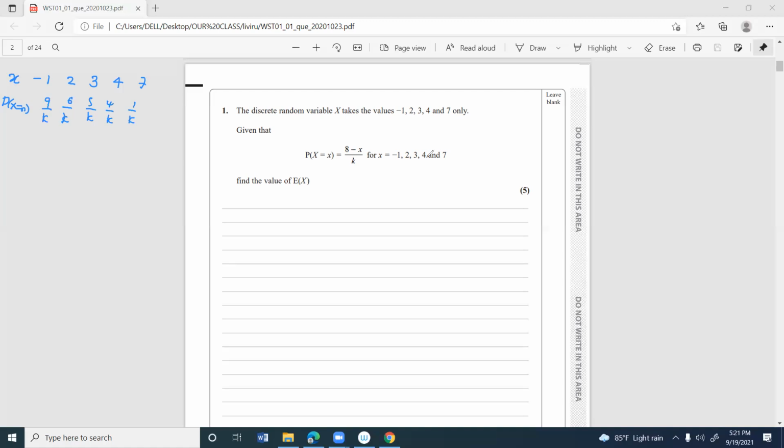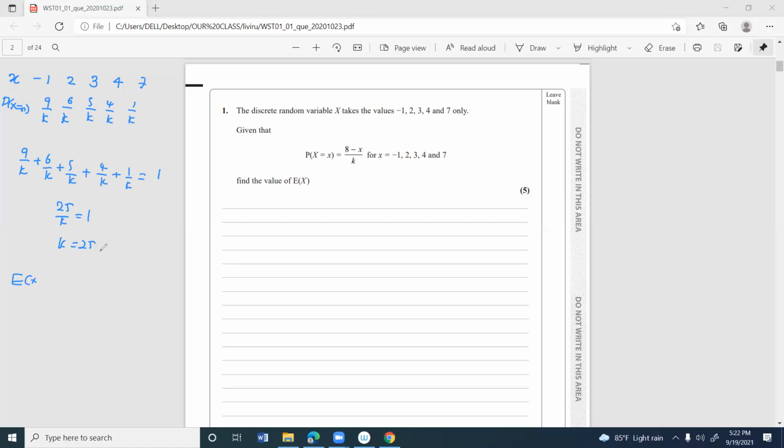To find E(X), we first need to find the value for k. How do you find the value for k? If you add them together, it equals 1, because you know that's a probability distribution function. So 9 plus 6 is 15, 20, 24, 25. 25 over k is 1, therefore k is equal to 25. Now all the figures are over 25 itself. Therefore we can find E(X).